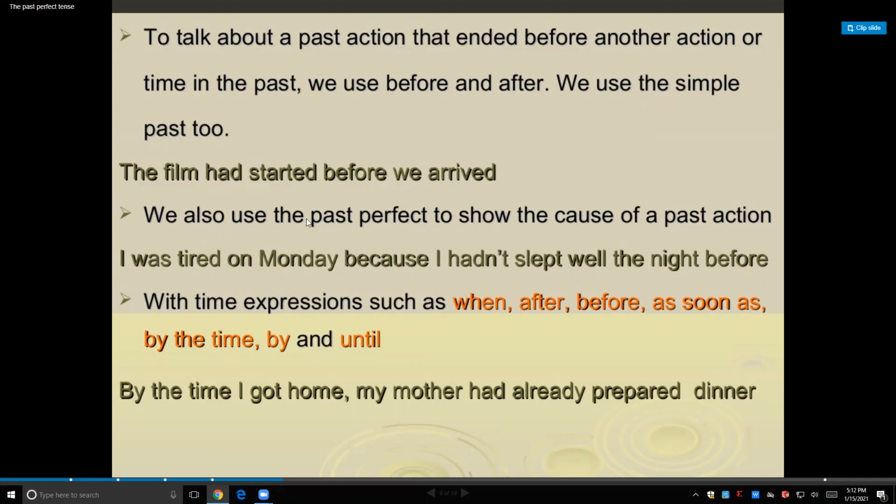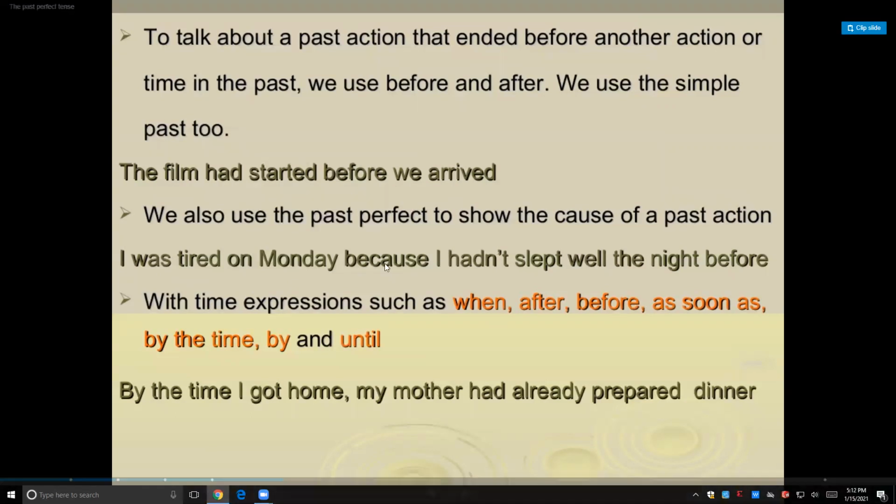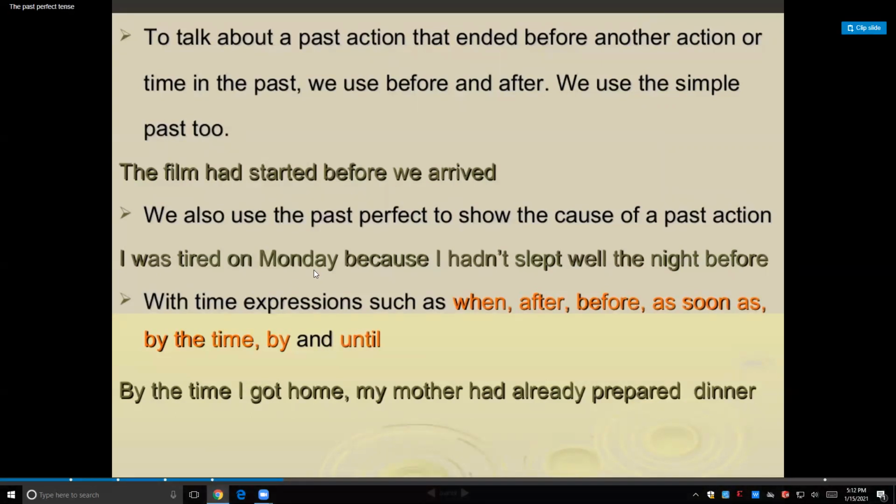Another use: we also use the past perfect to show the cause of a past action. I was tired on Monday because I hadn't slept well the night before. So why was I tired on Monday? Because the night before I could not sleep well. So which action took place first? I could not sleep well before Monday. So this action which took place first would be in past perfect, and the other action is in past simple tense. I was tired on Monday because I hadn't slept well the night before.